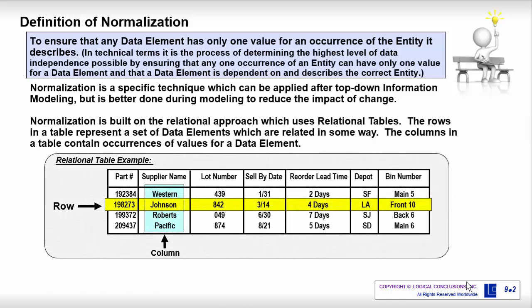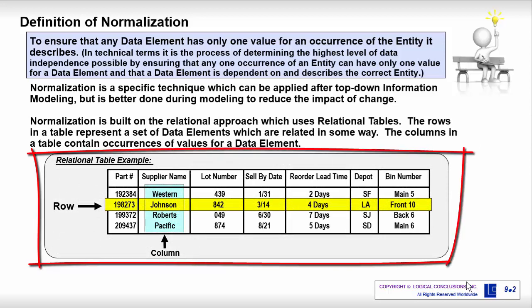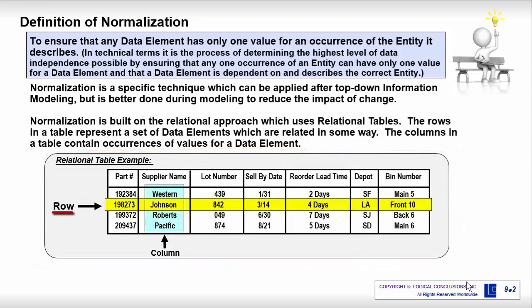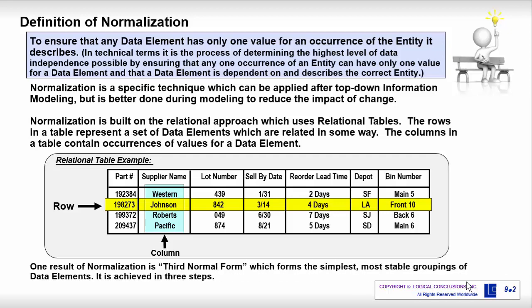Normalization is built on the relational approach, which uses relational tables. The rows in a table represent a set of data elements which are related in some way. The columns in a table contain occurrences of values for a data element. I'm going to use this example on the screen through this section. One result of normalization is third-form normalization, which forms the simplest, most stable groupings of data elements. Lo and behold, it's achieved in 3 steps.